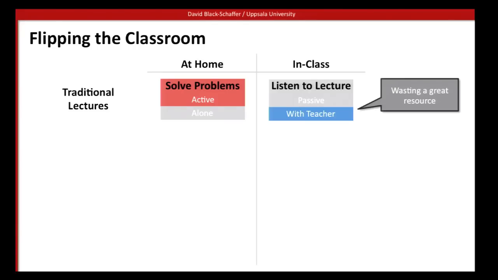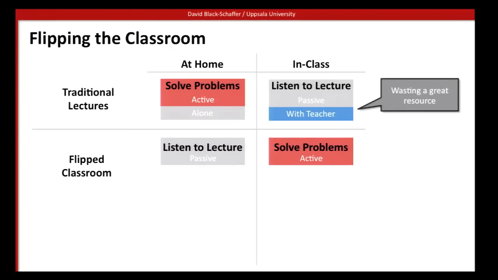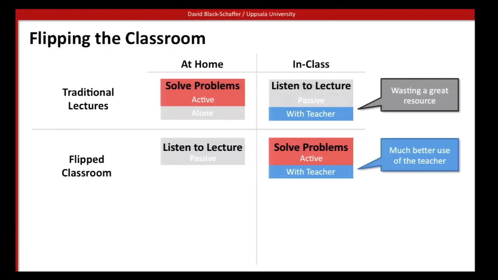Okay, this is the traditional setup for teaching, and in flipped classroom we basically say, let's switch this. So now we're going to do this active learning in class when we've got the teacher there. So we've got a much better use of the teacher as a resource for teaching here. And the passive stuff, the lecture at home, well, it's passive, but they're also alone. So, at least it's a better use of our teacher.